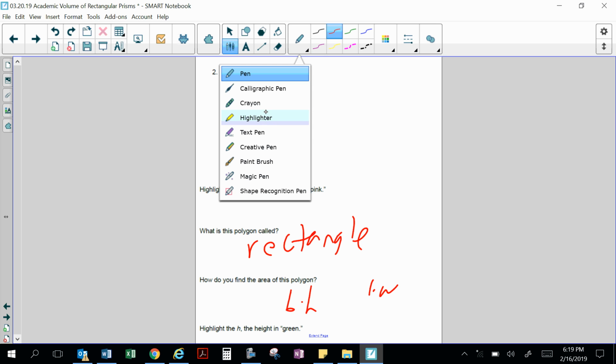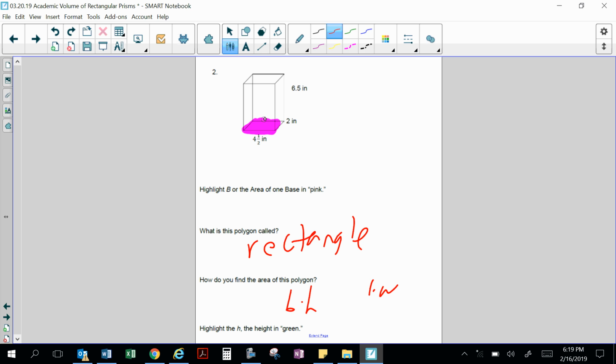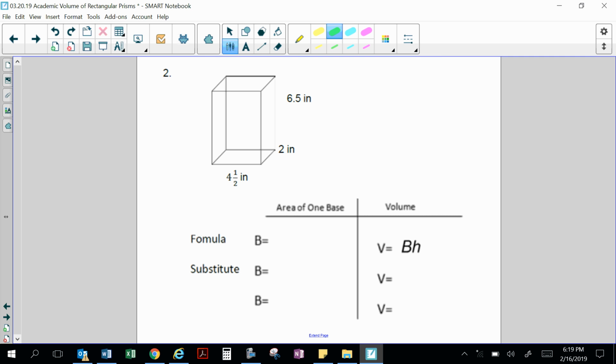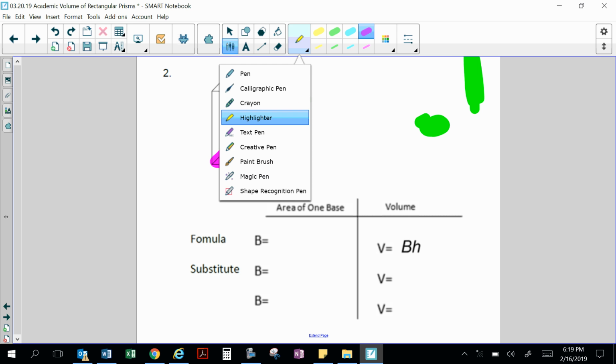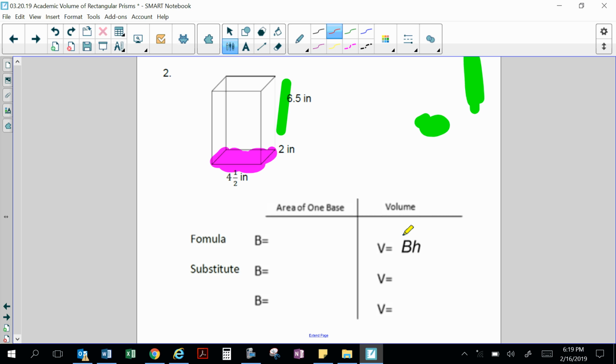Now highlight the height in green. So let's go back and do it here. Oops, this is green. Let's take this color, highlight this in green, and highlight this green. So let's go back and get my pen. So the big bottom, the area of the base. What shape do you see? A rectangle. So draw a rectangle around it. So you know that's a rectangle.